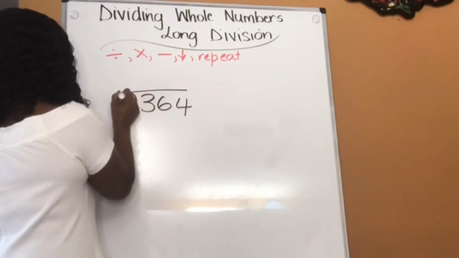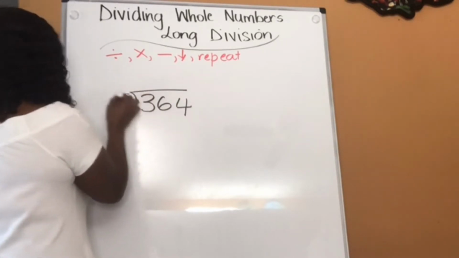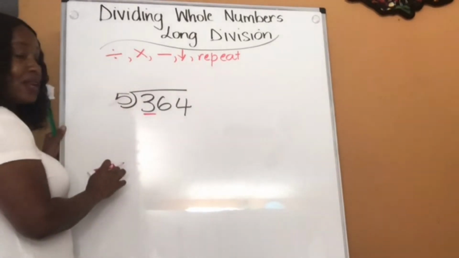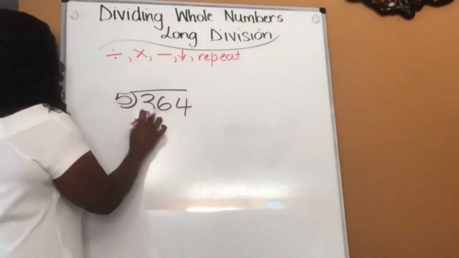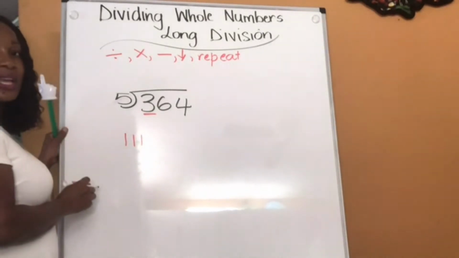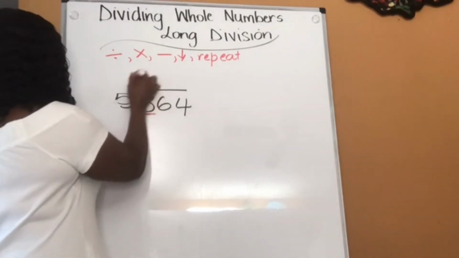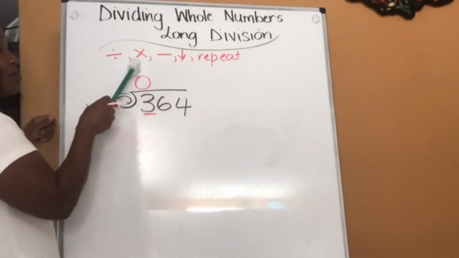364 divided by 5. First step is divide. How many sets of 5 can I get from 3? 1, 2, 3. I cannot get a set of 5. So I'm going to write 0. My next step is to multiply.